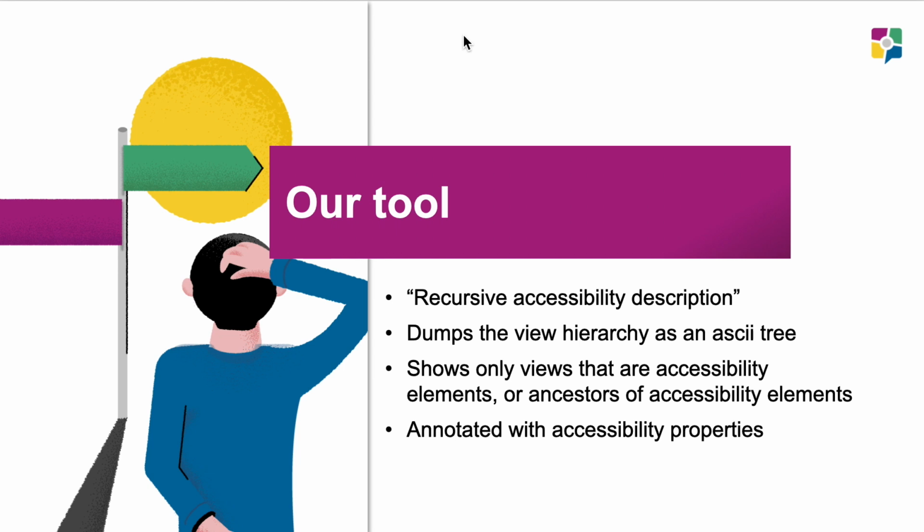We only show views that either are accessibility elements or that have some child or deeper nested child that is an accessibility element. Or put differently, we show the accessibility elements and their ancestors. So basically we show the part of the tree that's relevant for accessibility, for VoiceOver only. And we add a whole bunch of information which is making visible what VoiceOver has to work with when it looks at these elements. So all the accessibility properties that we care about, basically.